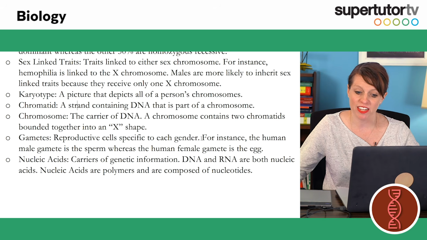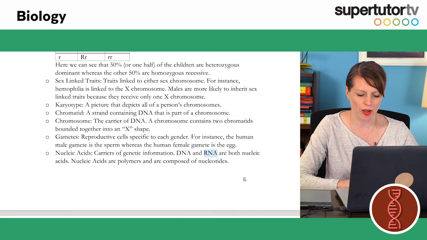Gametes are reproductive cells. So egg and sperm, for example, are gametes. It's just a good fact to know. Nucleic acids are RNA and DNA. DNA carries genetic code, and you need to know that as outside information. It's come up on the ACT before. RNA is used to copy genetic code, but it's also a nucleic acid.